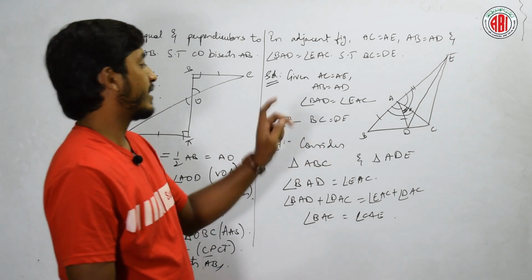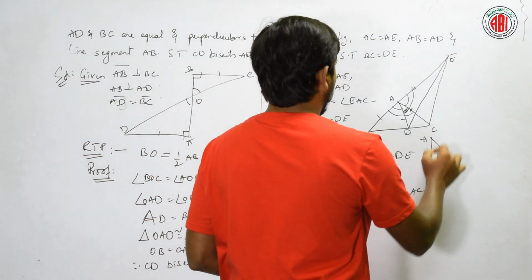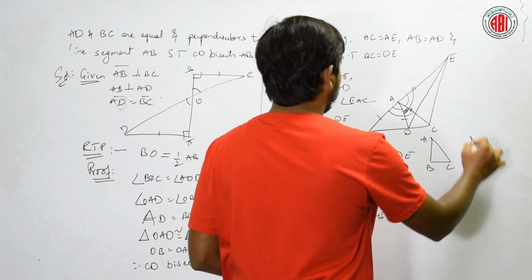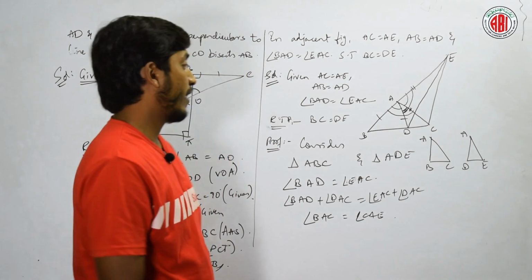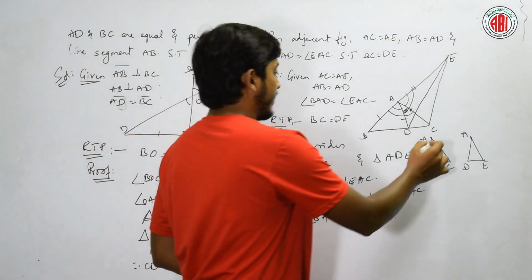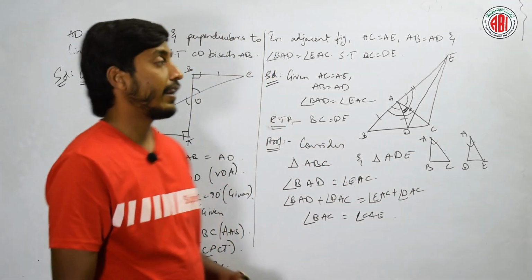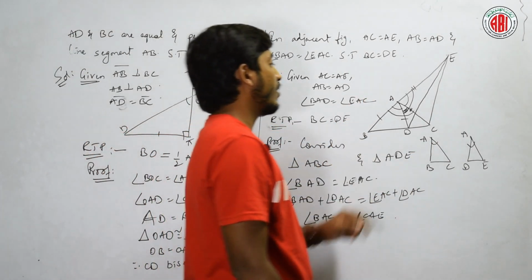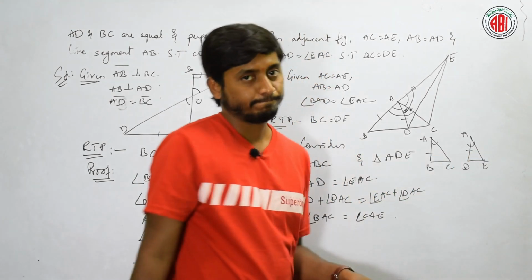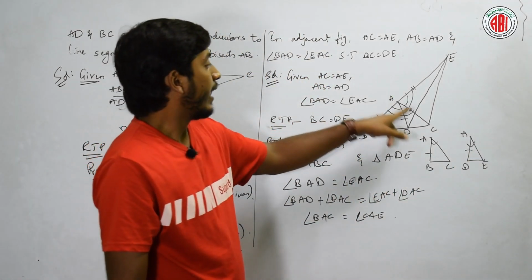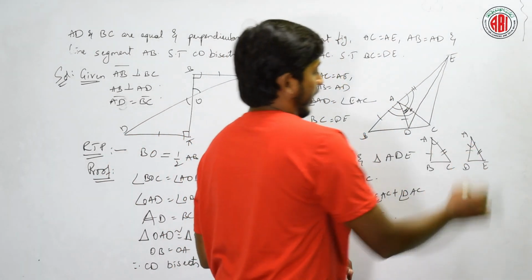clear. Now consider these two triangles, ABC and ADE, okay. If you observe, just check, angle BAC is equal to angle CAE, isn't it, right, and the next, BA is equal to AD, BA is equal to AD, right, and the next, AC is equal to AE.